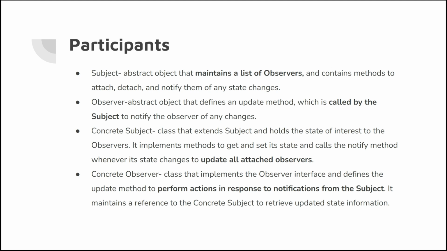The observer is another abstract object that defines an update method, which is called by the subject to notify the observer of any changes. The concrete subject is a class that extends subject and holds a state of interest to the observers. It implements methods to get and set its state and calls the notify method whenever its state changes to update all attached observers. The concrete observer is a class that implements the observer interface and defines the update method to perform actions in response to notifications from the subject. It maintains a reference to the concrete subject to retrieve updated state information.